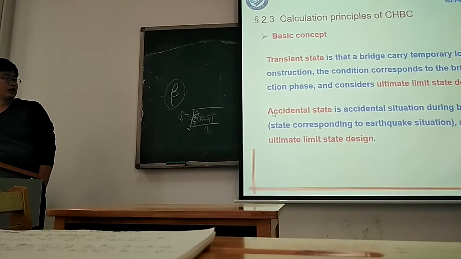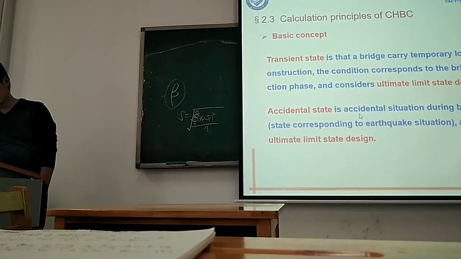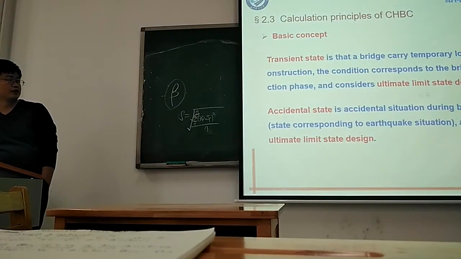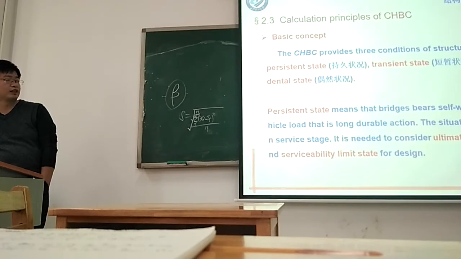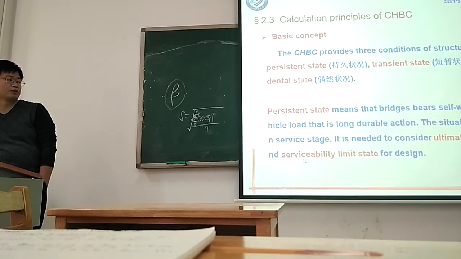The third state is the accidental state. This is the accidental situation during bridge service. This corresponds to the earthquake situation, the shock of the bridge, and consider also the ultimate limit state. So these two, transient and accidental states, both consider the ultimate limit state. Only this persistent state you need to consider not only the ultimate limit state but also the serviceability limit state.